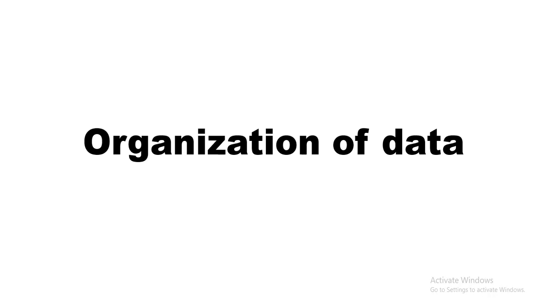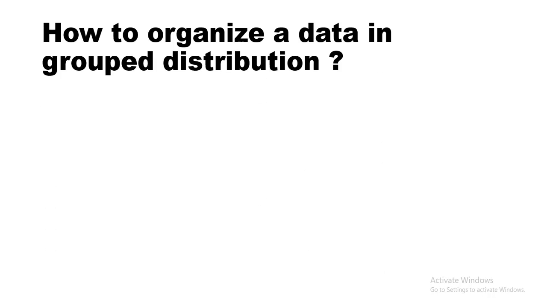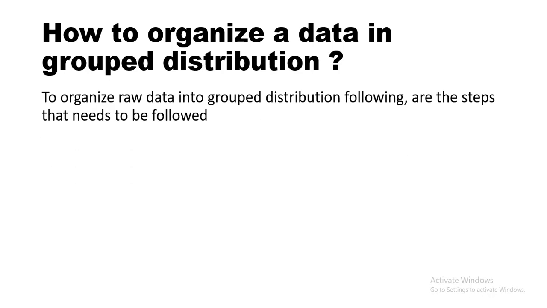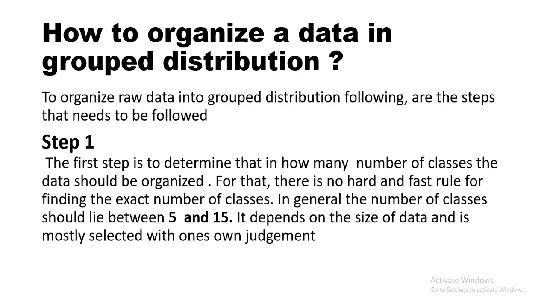We saw the final picture of a group frequency distribution, but now we will work on how to construct it. To organize raw data into a group frequency distribution, the following steps need to be followed. Step 1 is to determine into how many classes the data should be organized.